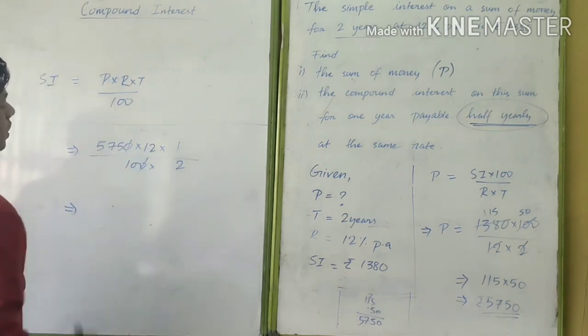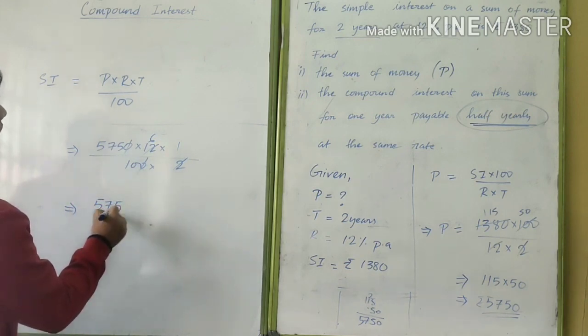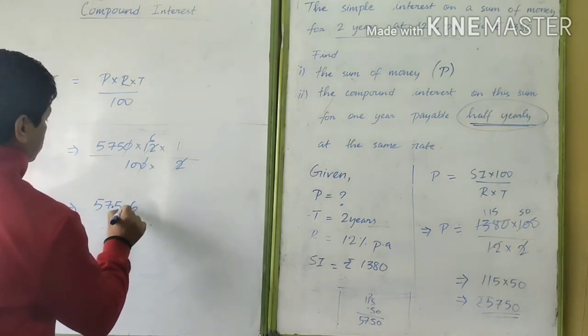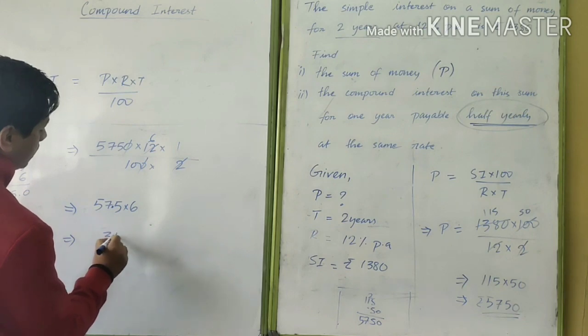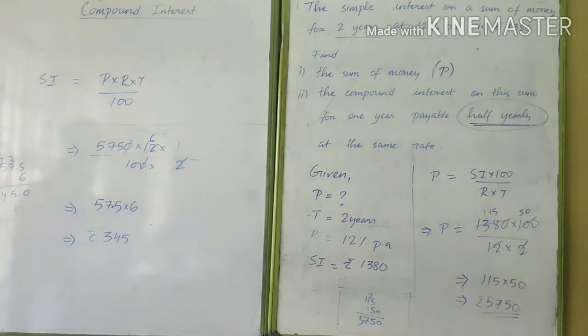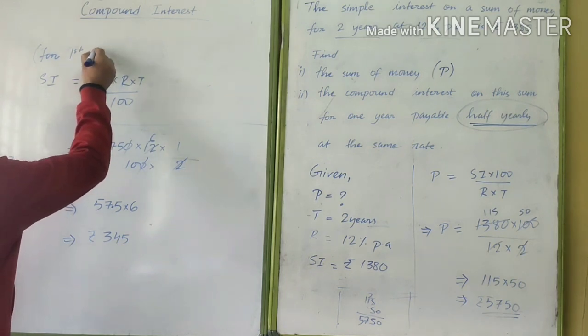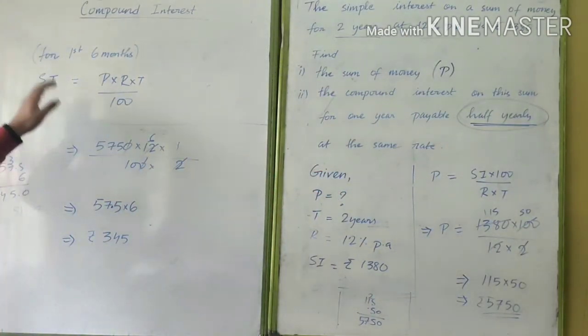P into R into T by 100, where T is half. So the 0 gets cancelled, 2 sixes are 12, and with 1 decimal point out here, it is 57.5 into 6. We multiply this, so 345.0 means 345 rupees. This is my SI for the first 6 months, because the question says the interest is compounded half yearly. So this is of the first 6 months.